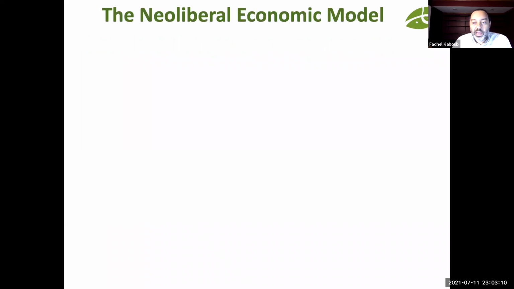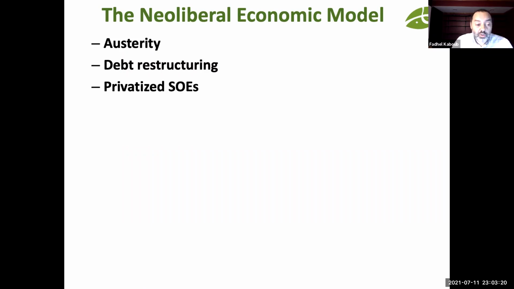So the neoliberal economic model that dominates the process of economic development is based on austerity. And I'll show you a specific example in a bit. Debt restructuring, privatization of state-owned enterprises. The problem with privatization of state-owned companies is that you can only privatize the water company once. You can only privatize the airport once. You can only privatize the telecom company once. You can't use this as a constant policy to generate dollar revenues to plug the holes in your trade deficit. And most of these policies have been used.